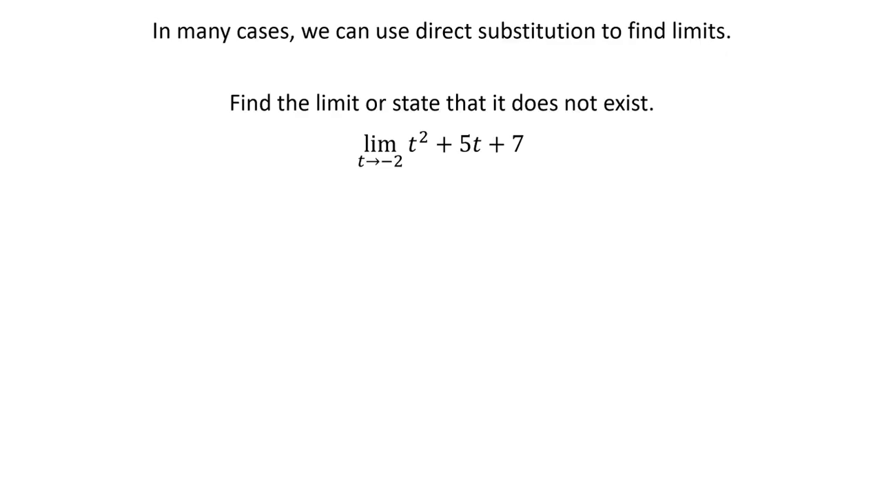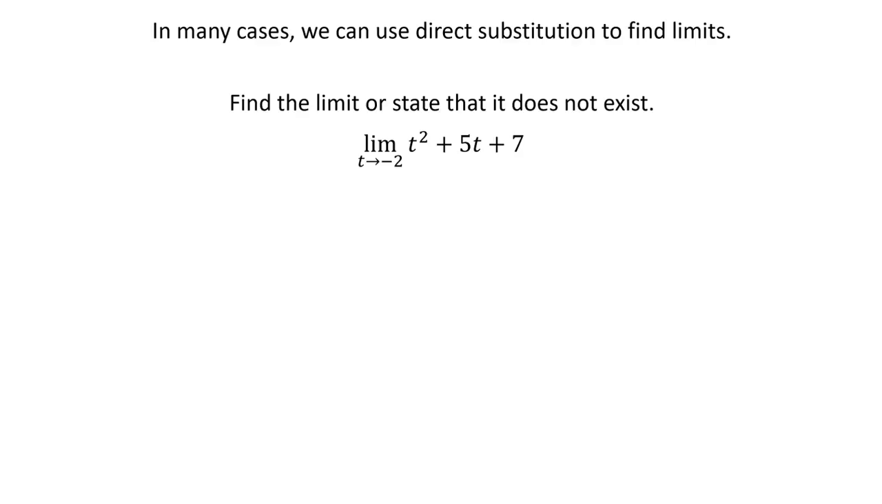Here we're asked to find the limit of t squared plus 5t plus 7 as t approaches negative 2. And this limit technique should be our default technique for any limit that we're trying to evaluate. In other words, this should be the first strategy that we try in all cases of trying to find a limit. Direct substitution.